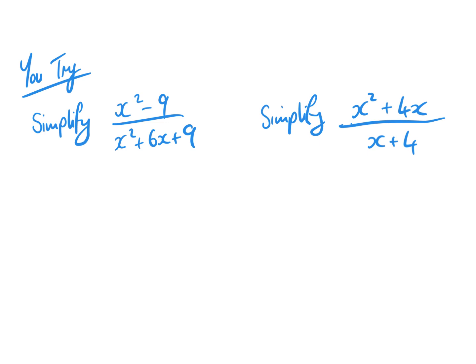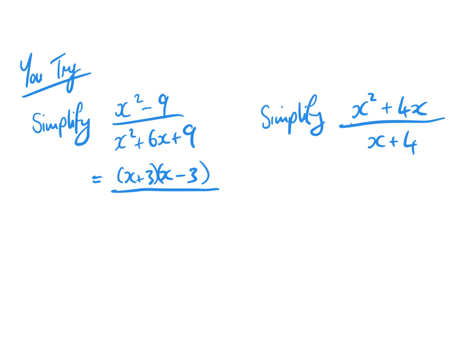Okay, first question here, we need to factorise the top and bottom, so we're going to go through our checklist. Is there a common factor? No. Is there a difference of squares? Yes, that top one is a difference of squares. So we're going to put it in as the square root of x squared is x, so x and x. The square root of 9 is 3, so 3 and 3, and 1 plus and 1 minus.